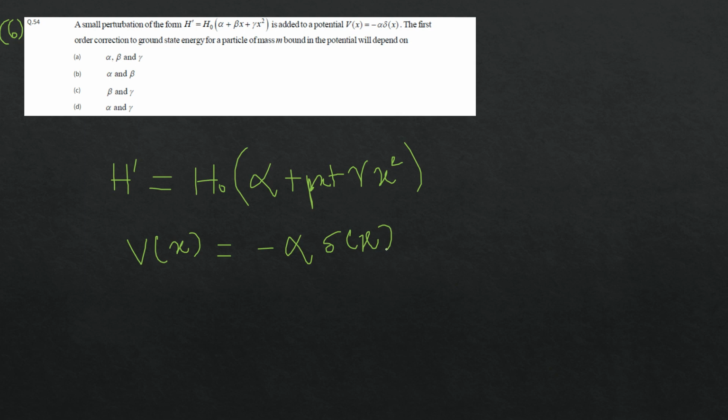The first order correction to the ground state energy for a particle of mass m bound in the potential will depend on what? So you are asked the first order correction in perturbation. This question is coming from perturbation theory. The first order correction is usually the expectation value of the perturbed Hamiltonian, the expectation value of H dash.